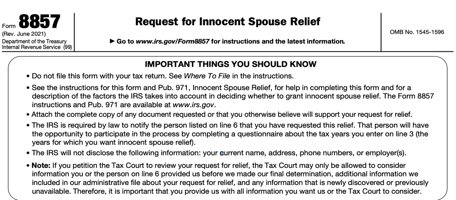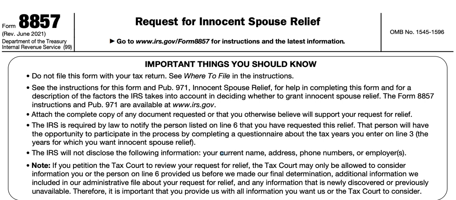You'll need to refer to the instructions. There's a section on where to file that will give you specific instructions on where to file your IRS Form 8857. You'll also need to refer to IRS Publication 971, Innocent Spouse Relief, to help you complete this form and to walk through some of the factors that the IRS considers when they decide to grant innocent spouse relief.